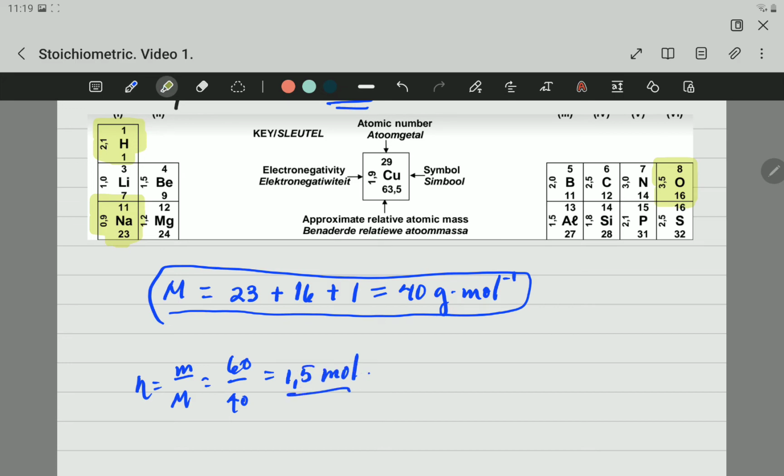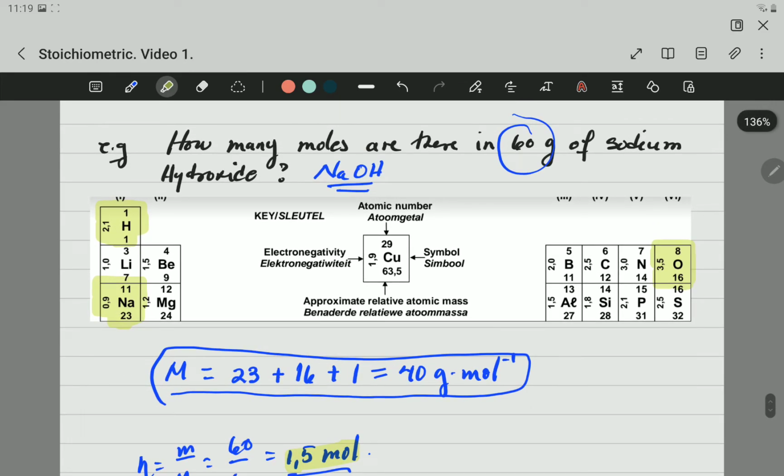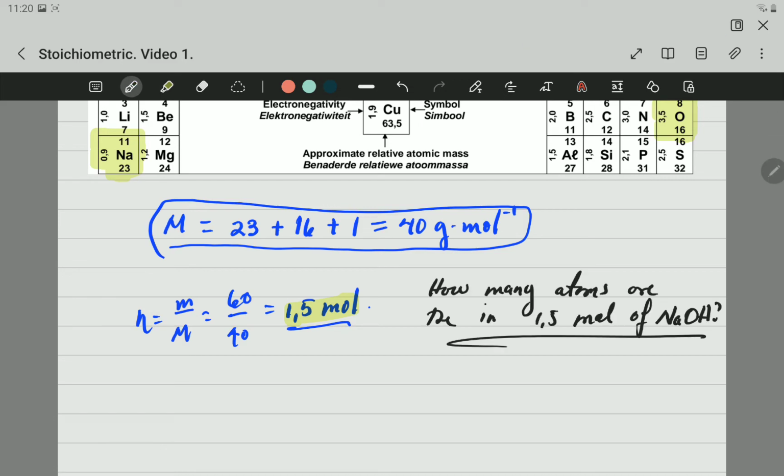This question was quite easy. 1,5 moles. Okay, now how many atoms is not part of the question. How many atoms are there in this specific substance? Now be careful, that one will be tricky. Let's write that question. How many atoms are there in 1,5 mole of sodium hydroxide.